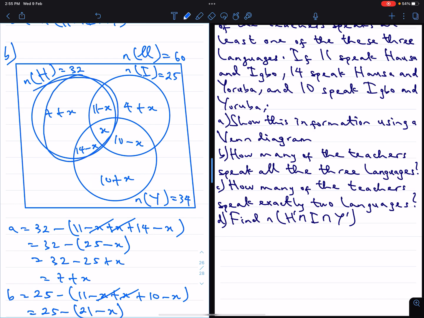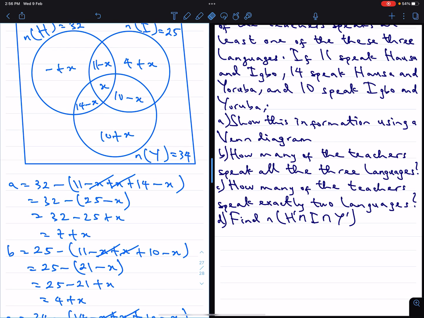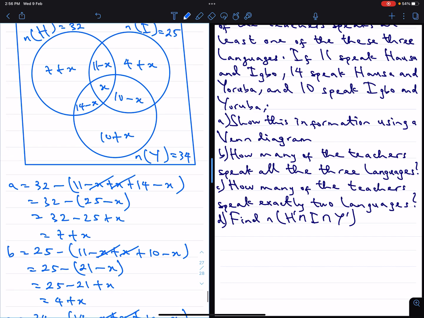Write everything inside one circle, and write the remaining things outside that circle. If there is anything outside here, you write it and say everything equals 60. So I'm going to write everything inside the circle first, which is 7 plus x plus 11 minus x plus 14 minus x, and I'll write this, and this, and then equate to 60. That's how to avoid making mistakes.